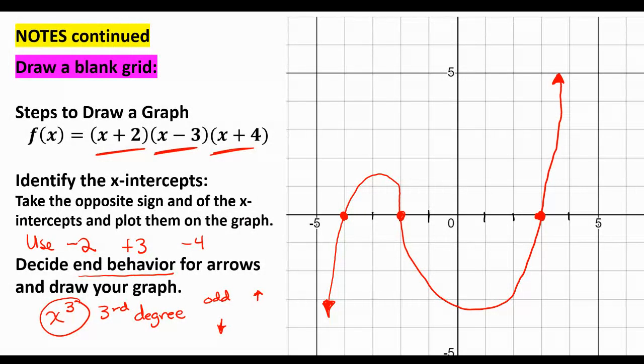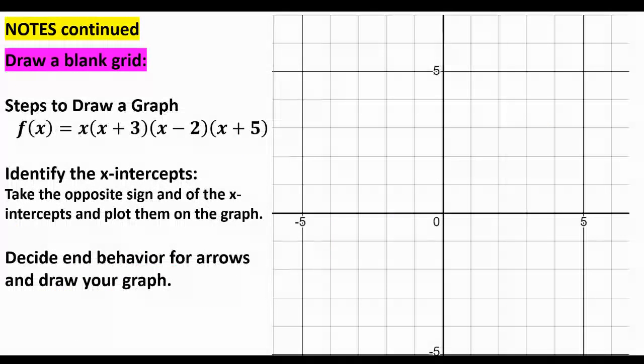Okay? Now we don't know how high or how low the curves are, but we do know that there's 2 curves, one less than the degree. All right? Okay. So you need to identify the intercept. So draw another blank grid, write down this function.